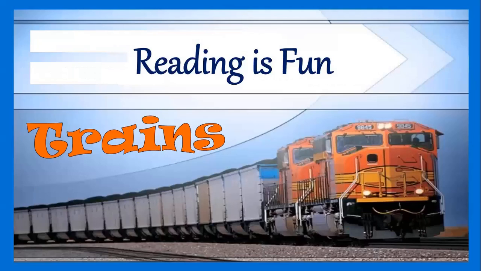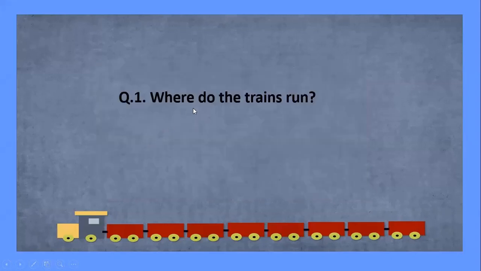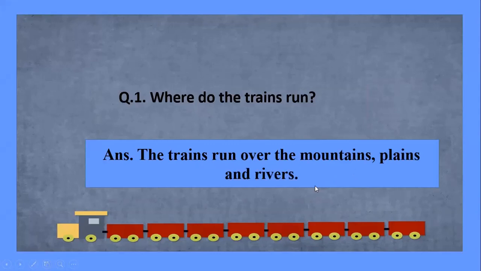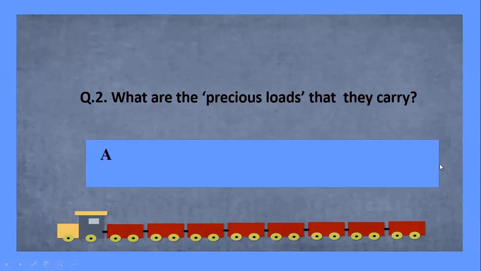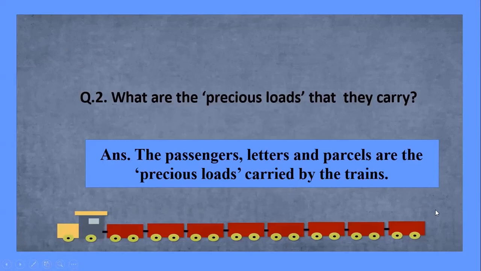Now, let's discuss the questions and answers, which are included in the section Reading is Fun. There are 4 questions in this section. Let's discuss them one by one. The first question here is, where do the trains run? The answer for this question is, the trains run over the mountains, plains, and rivers. The second question given here is, what are the precious loads that they carry? Here the answer is, the passengers, letters, and parcels are the precious loads carried by the trains.